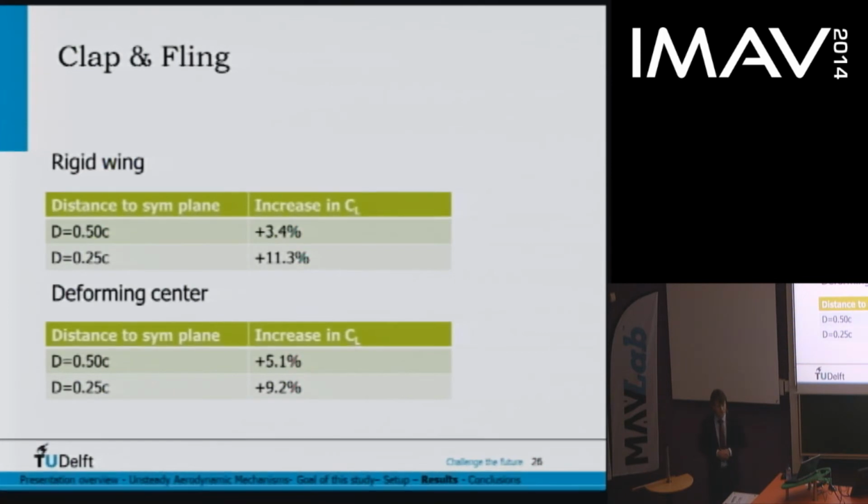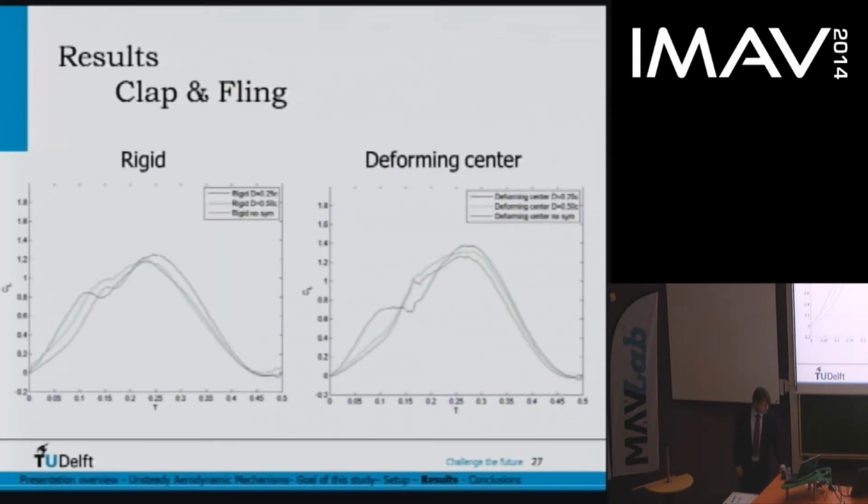However, when we move it even closer, you can see that the increase for the rigid case is actually 11.3%, and for the deforming center, only 9.2%. So now, instead of being larger for the deforming center case, it's larger for the rigid case, which is not what we would initially expect. Now, to see why this is the case, we can look at the lift coefficient. And what we can see here is indeed a much stronger lift buildup due to the fling effect, the almost instantaneous buildup of the leading edge vortex.